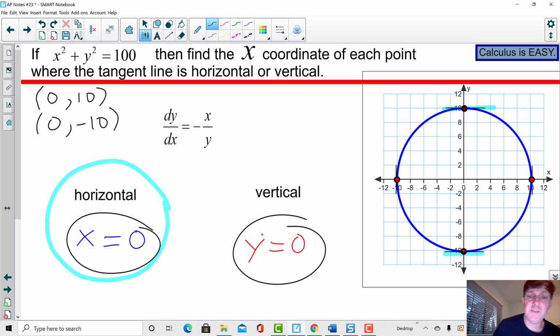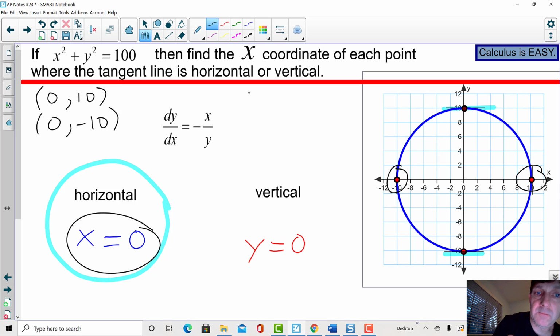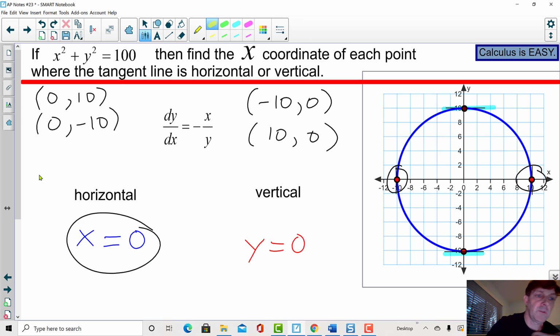Over here, we don't have the x-coordinate. We know y equals 0 means you're on the x-axis. So the 2 points would be negative 10, 0, and positive 10, 0. So there was only one x-coordinate where you had a horizontal tangent slope. But there were 2 different x-coordinates where you had a vertical tangent slope.